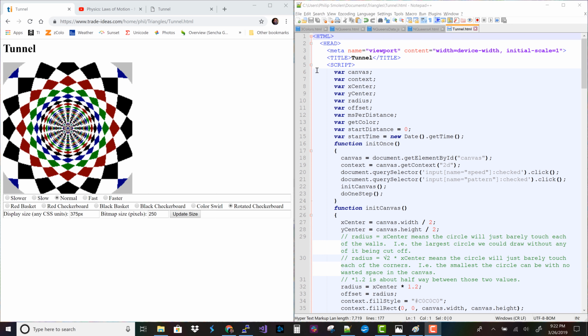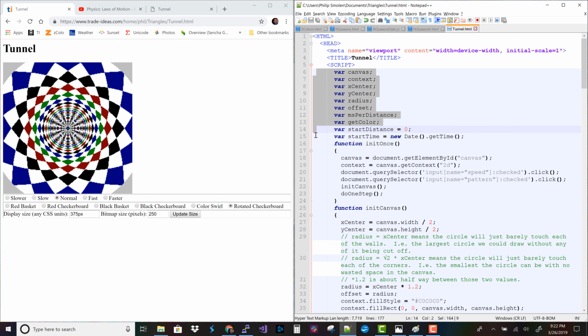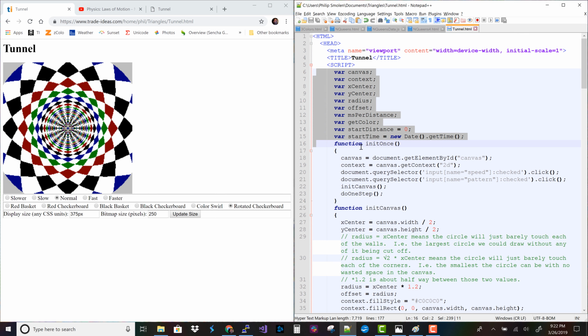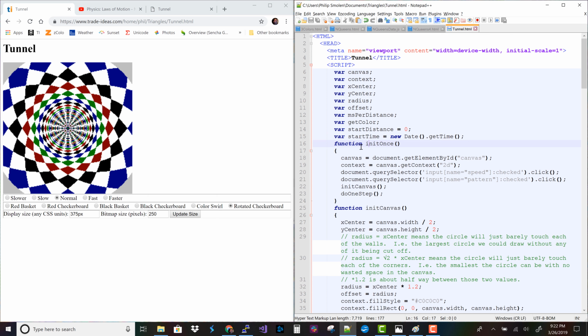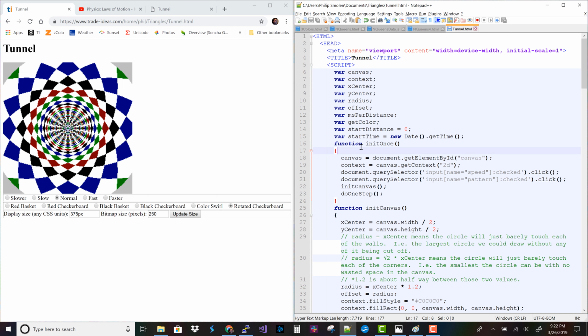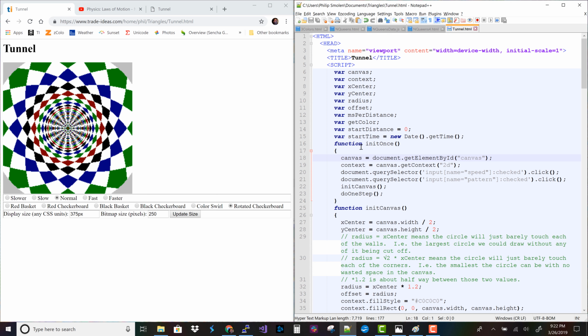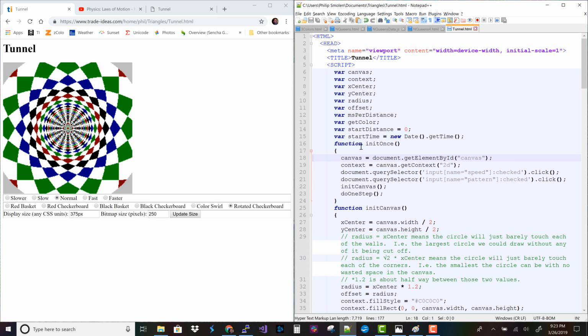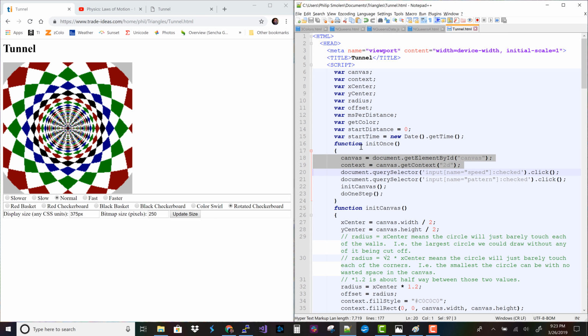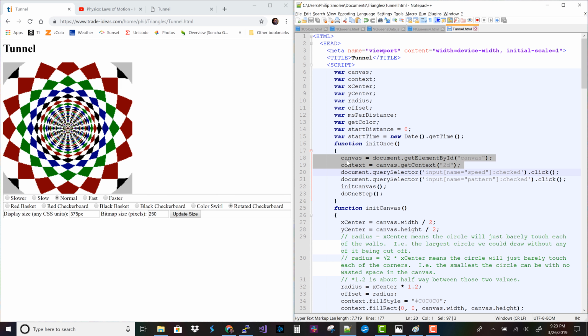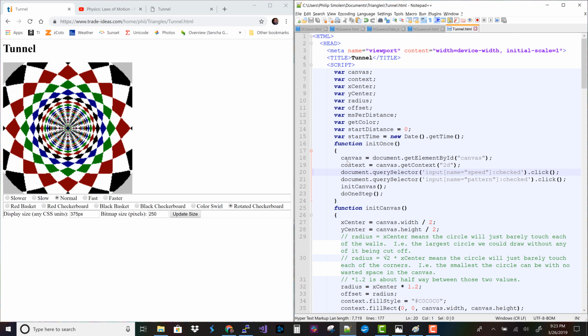The code starts with a lot of variables. Let's discuss these when they're first used. And we have the init once function. You've seen that before. It does exactly what it says. It gets called when we first start, and never again. We've seen the canvas and the context before. That's in several of our lessons.